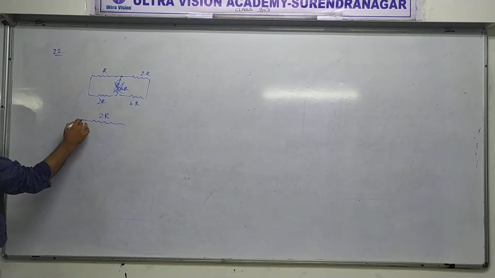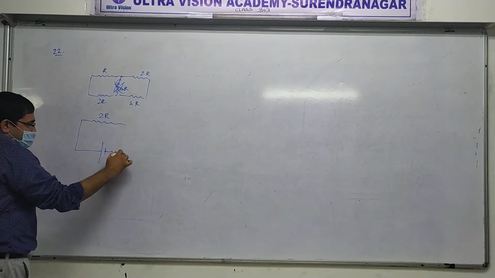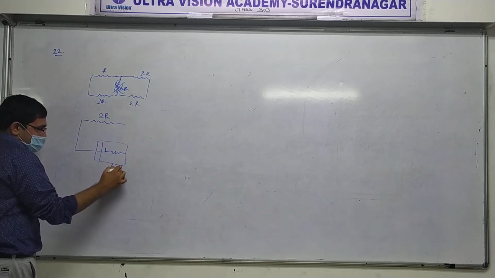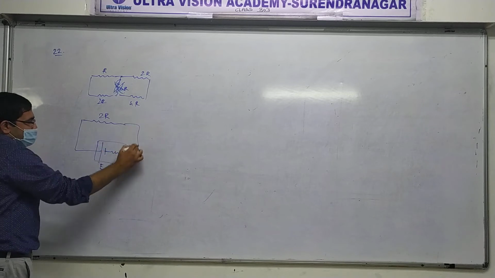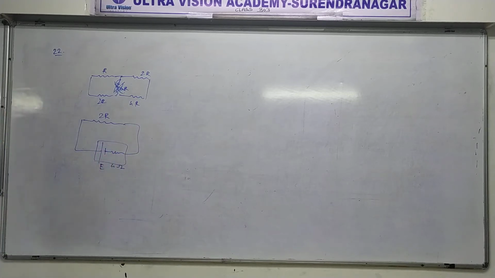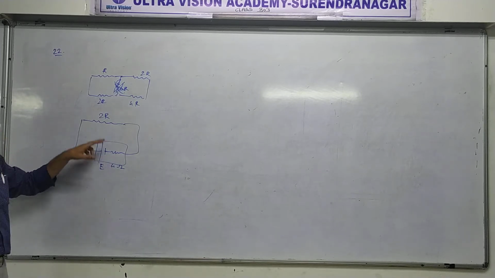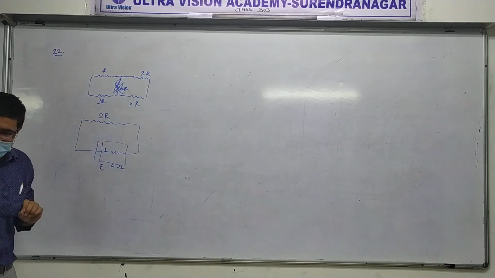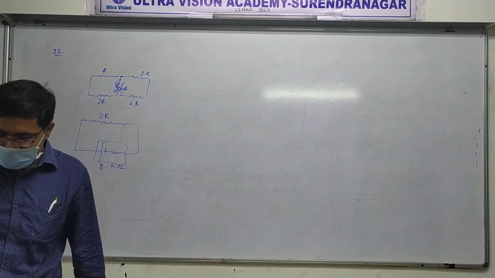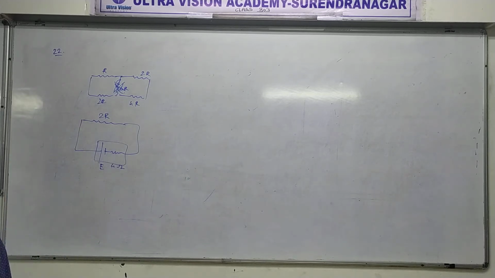Now this is connected with a cell, and that cell's internal resistance is 4 ohm. Then the answer to the question is R should be equal to 2, because internal resistance should be the same as the external resistance. Okay, let's go to the next question.